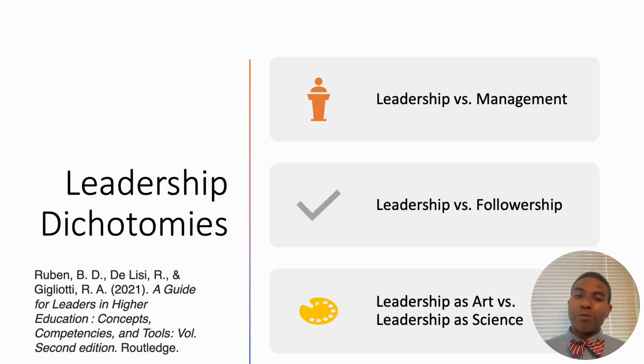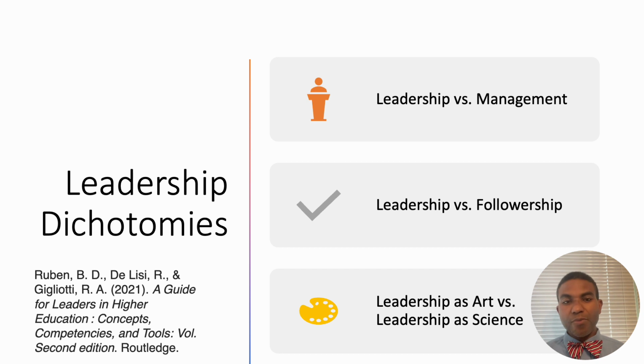The next dichotomy that we'll talk about is leadership versus followership. So here what we're talking about is what does the leader do versus what do the followers do? And I think there's some leadership theories that focus more on leaders, and there's some leadership theories that focus more on followers, and some that are a combination of both. But in terms of how we study organizations, I think there's something to be said for that dichotomy between leaders and followers.